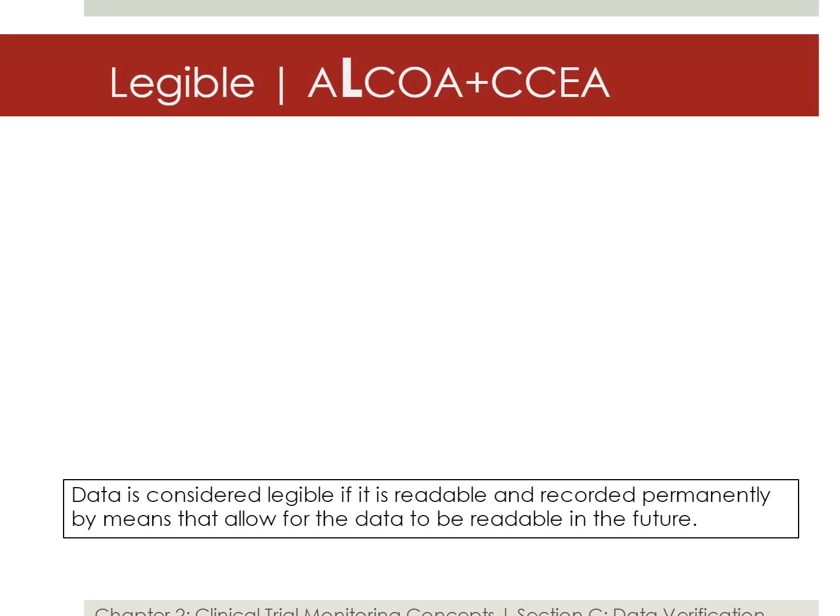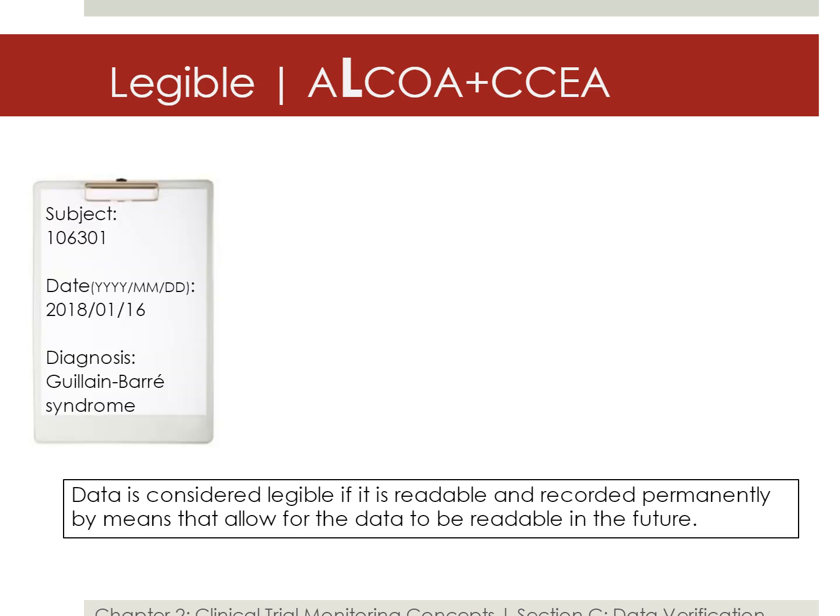Data is considered legible if it is readable and recorded permanently by means that allow for the data to be readable in the future. Take a moment to think about the steps a monitor should take in order to verify that the data is legible. A monitor verifies data legibility by ensuring that all data can be read.